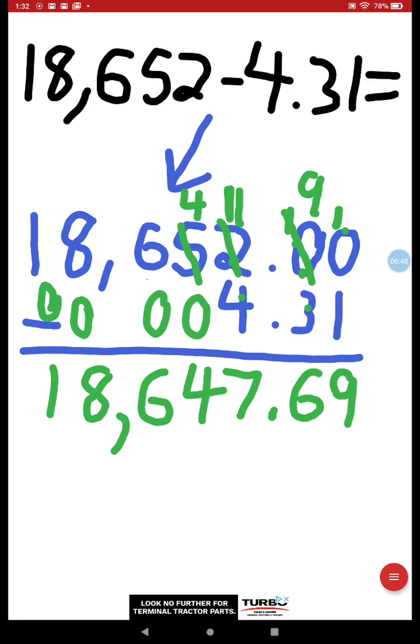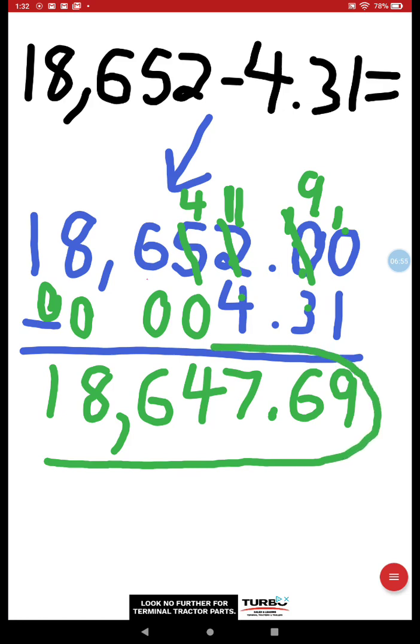I'm going to read this as 18,647 and 69 hundredths. All right, guys, that's what you're going to be putting to practice today on your assignment 2.6 homework.